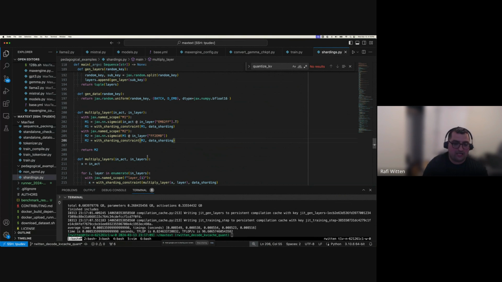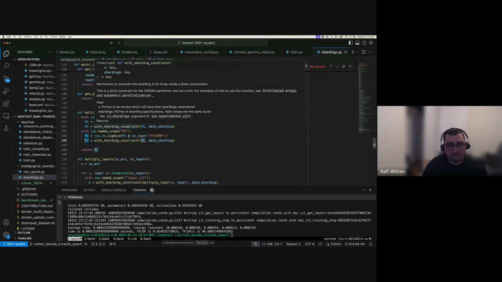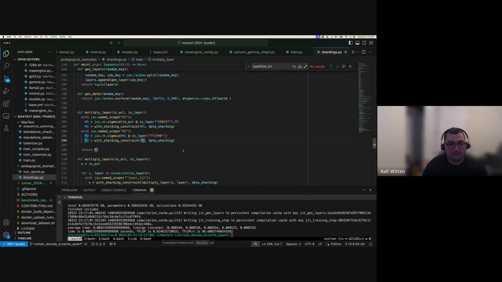So XLA can decide, well, instead of doing it the way you intended, I have this sharding constraint on M1, I have this sharding constraint on M2, but I'll do this matrix multiply in some other way. And then to answer Zach's question, this one is sufficiently constrained. This sharding constraint and this sharding constraint are sufficiently strict that XLA can't find too good of an answer following our rules.